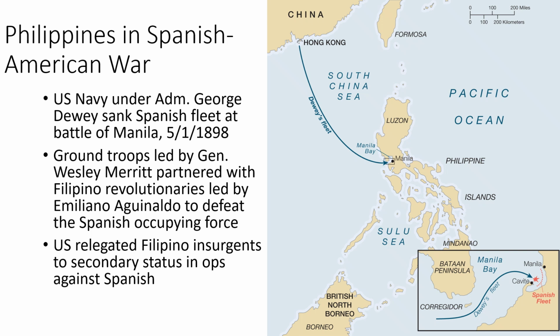During their operations on the islands, though, the land-based operations, the U.S. generally regarded the Filipino insurgents in a secondary way. They were relegated to secondary status in these operations against the Spanish, which is going to lead to problems and eventually to the U.S.-Philippines War.